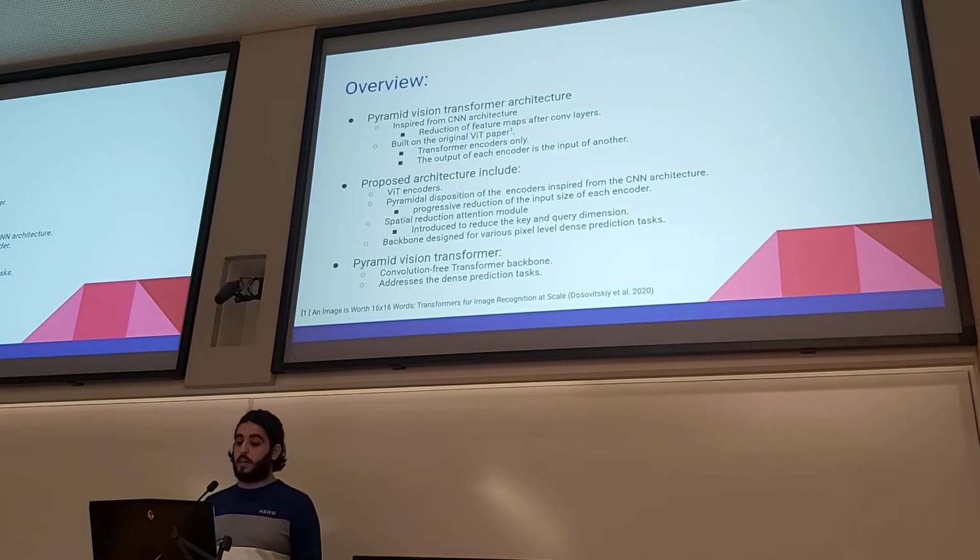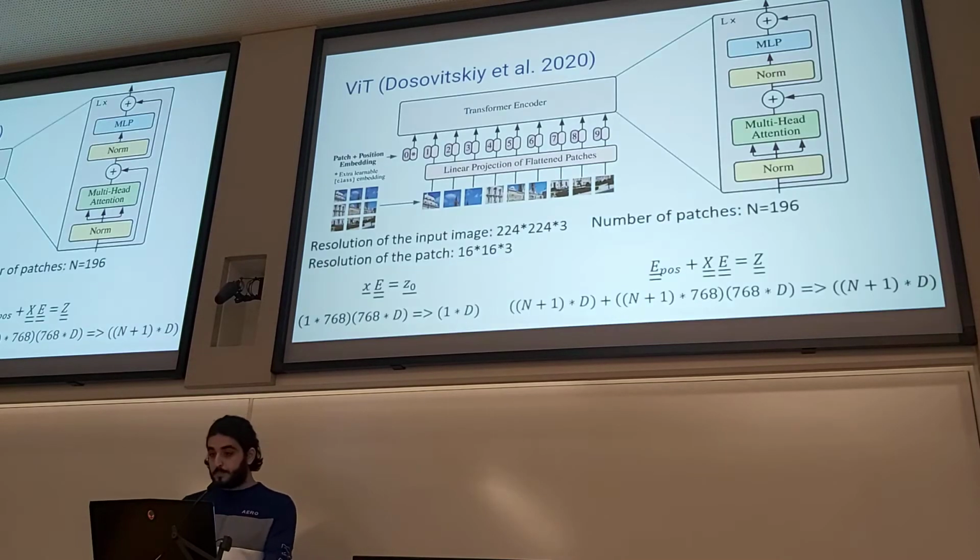So the proposed architecture includes vision transformer encoders in a pyramidal disposition, inspired from the CNN architecture in terms of the progressive reduction of the input size of each encoder. The authors also include a spatial reduction attention module, which was introduced to reduce the key and query dimension. It is a backbone designed for various pixel-level dense prediction tasks. So overall, the Pyramid Vision Transformer is a convolution-free transformer backbone that addresses dense prediction tasks.